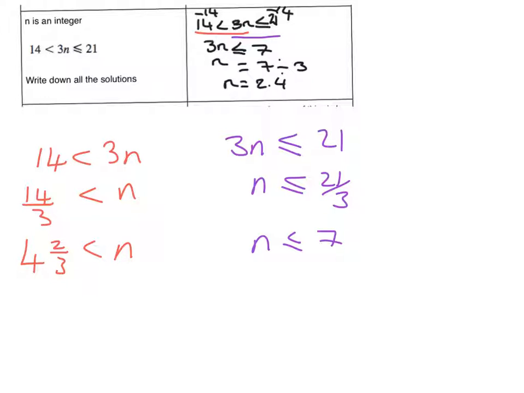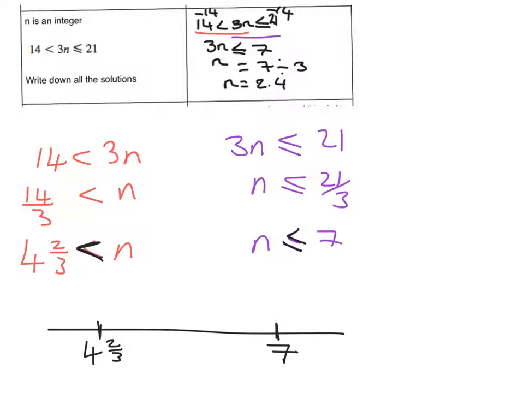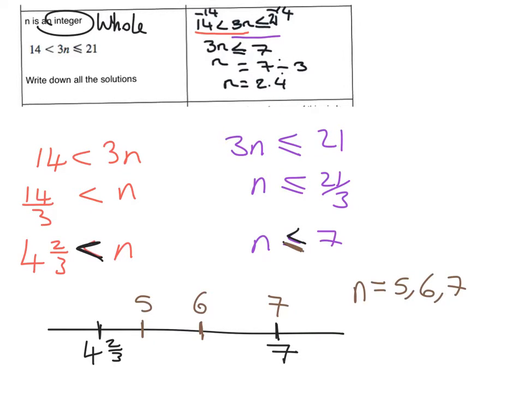Now, it's worth doing a little number line here, so we know that here n is greater than 4 and 2/3. But we also know that n here is less than or equal to 7, and it could be equal there. And it says an integer, and an integer is a whole number. Okay, so the numbers that this could possibly be are 5, 6, and because that's got an equals to there, we can also include 7. So the answer is n equals 5, 6 and 7 if it's an integer, because it has to be between those two values.